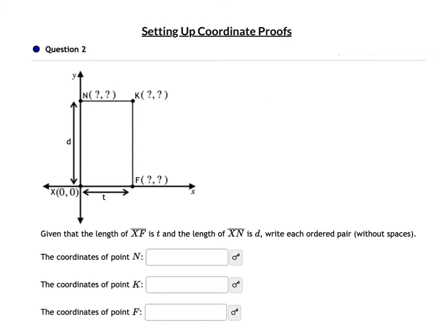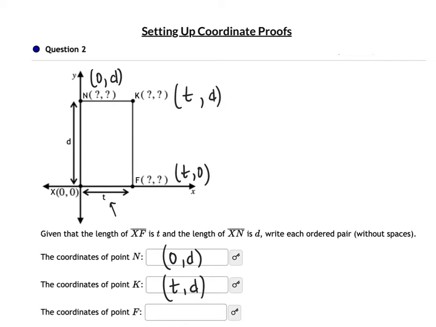Here's that same basic rectangle, but it's turned. Same idea. Point N in the top left is 0 for X because we're on the y-axis. The distance up, in this case, is D. Point F has an X value right here of T, and the Y value is 0. Point K has an X of T also, just like point F, and a Y of D, just like point N. So N is 0, D, K is T, D, and F is T, comma, 0.